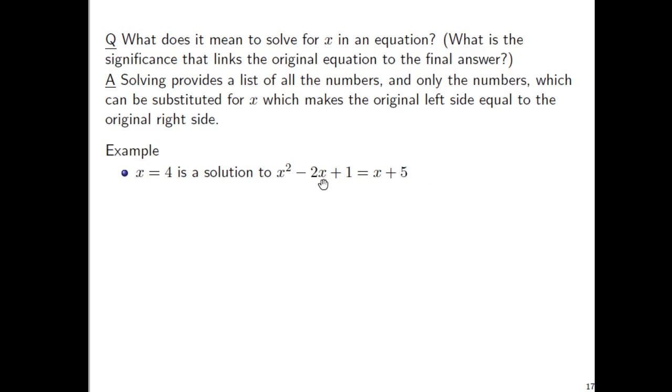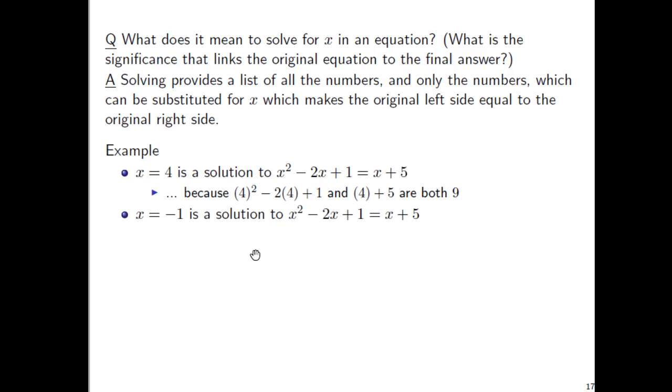So just as an example of trying to illustrate this, we have not talked about how to solve this equation yet, x squared minus 2x plus 1 equals x plus 5. However, even though we haven't talked about how to solve this equation, we can address this Q&A and say x equals 4 is a solution to this equation. Here's why. If you plug in x equals 4 into all the x's on the left side, this number simplifies right here to 9. And if you plug in x equals 4 to the right side, into x plus 5, we get 4 plus 5, that also simplifies to 9.